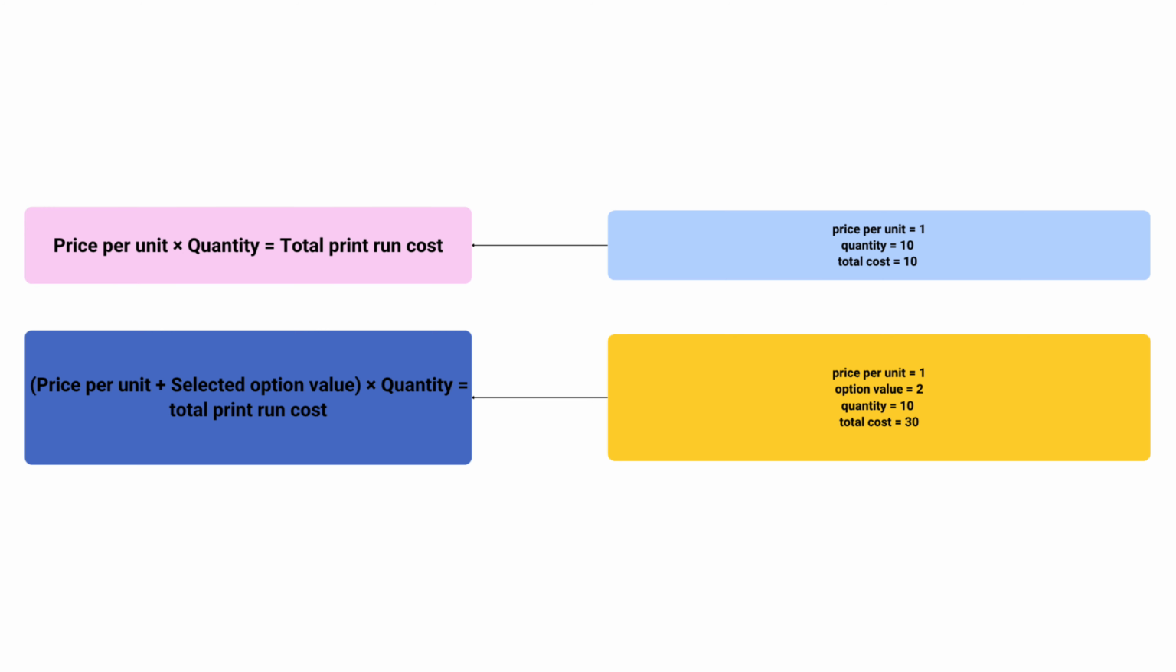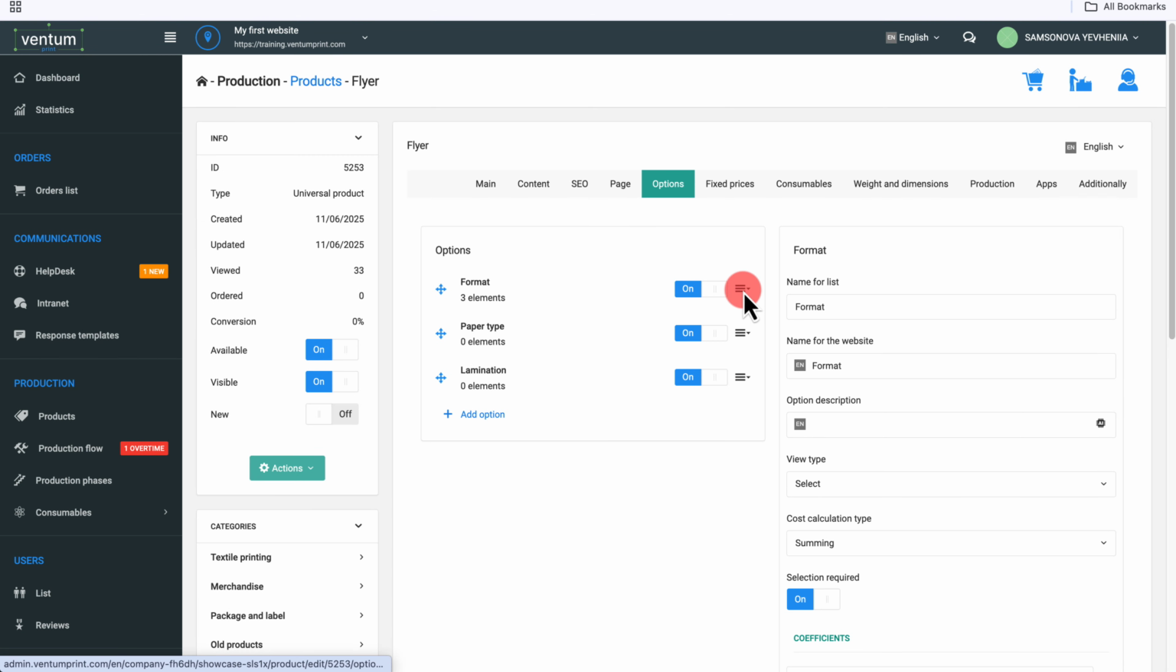When using a summing option, our formula becomes price per unit plus selected option value multiplied by quantity equals total print run cost. This means that if the price per unit is €1 and the option value is, for example, €2, then the sum, price per unit plus option value, will be €3. And then for 10 pieces, the total cost will be €30. In this way, the option changes the product calculation result. Let's check the validity of this formula.